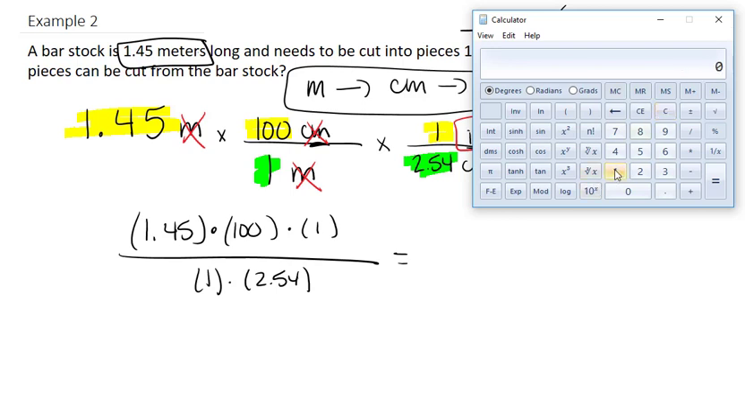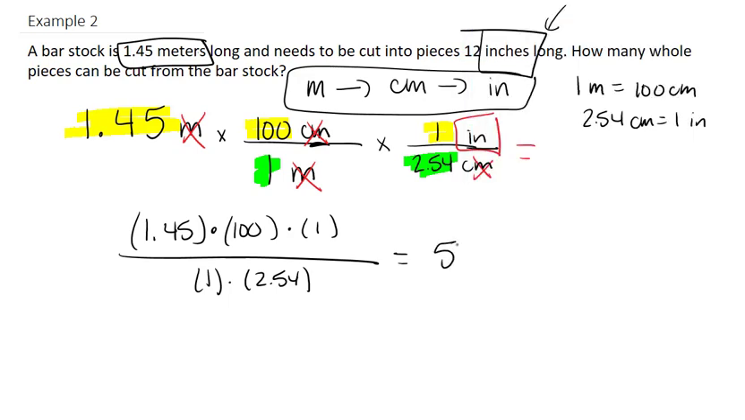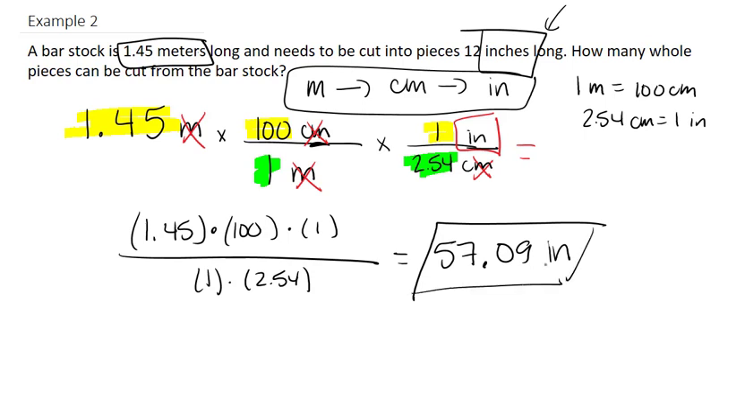So on the top, 1.45 times 100, which is 145. Then we can multiply this by 1, which is just 145. And then on the bottom, 2.54 times 1 is just 2.54. So we just need to divide 145 by 2.54, and we get 57.09. And this is inches. But this is the answer of 1.45 meters to inches.